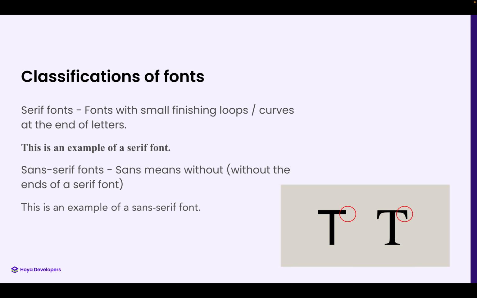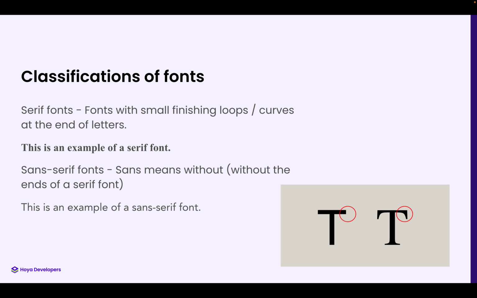A little bit of basic font theory. These are terms you'll hear pretty commonly. There's something called a serif font, which is a classification of fonts. A serif font has small finishing loops and curves at the edges of every letter. In the bottom right corner here, this is a serif font, how the T has these fancy edges. This gives a font a little more of an elegant look.